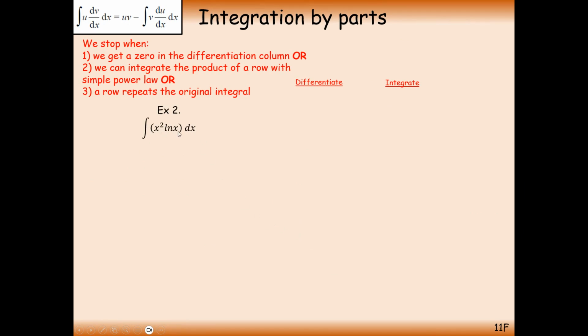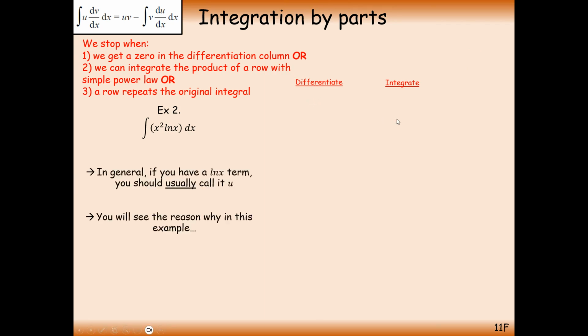Therefore, here we are looking at the second example. We've got x squared multiplied by logarithm of x. Now, if you try to differentiate log of x, you're going to get 1 over x. Then you're going to get negative x squared in the denominator, and the powers of x in the denominator will become more and more negative. So we're not going to differentiate log. We're going to put x squared in the differentiation column and log in the integration column. Okay?